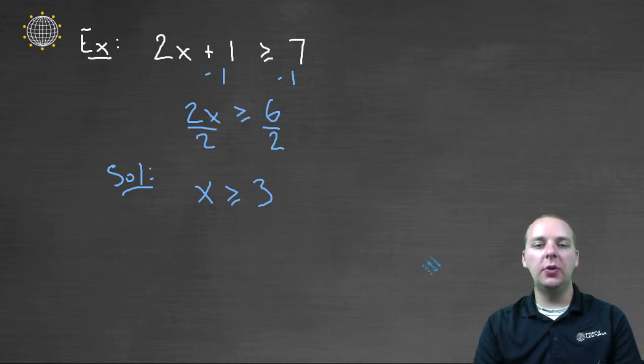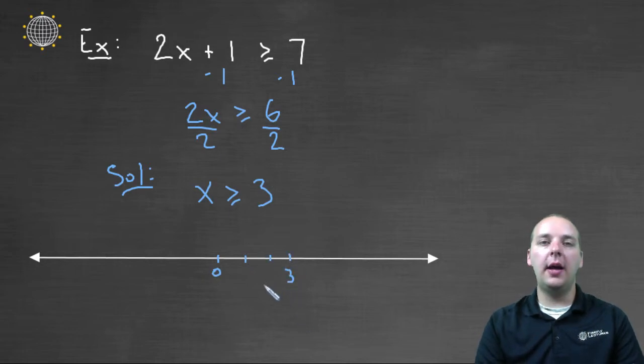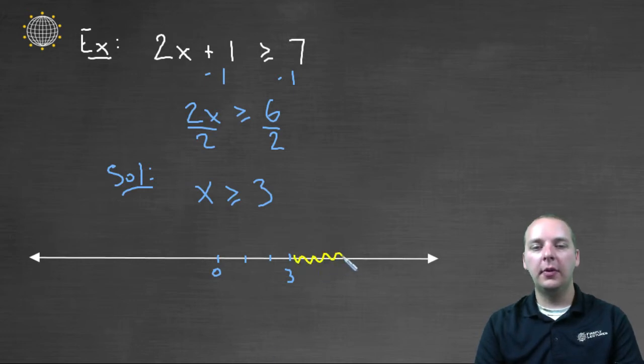So let's see if we can draw this on a number line. So here's our number line, and we'll have 3. Here's 0, 1, 2, here's 3. And we want to plot or graph all the x's greater than or equal to 3. So if you're looking at the numbers greater than 3, those are the numbers over here. Okay, so we'll shade this side to the right of 3.